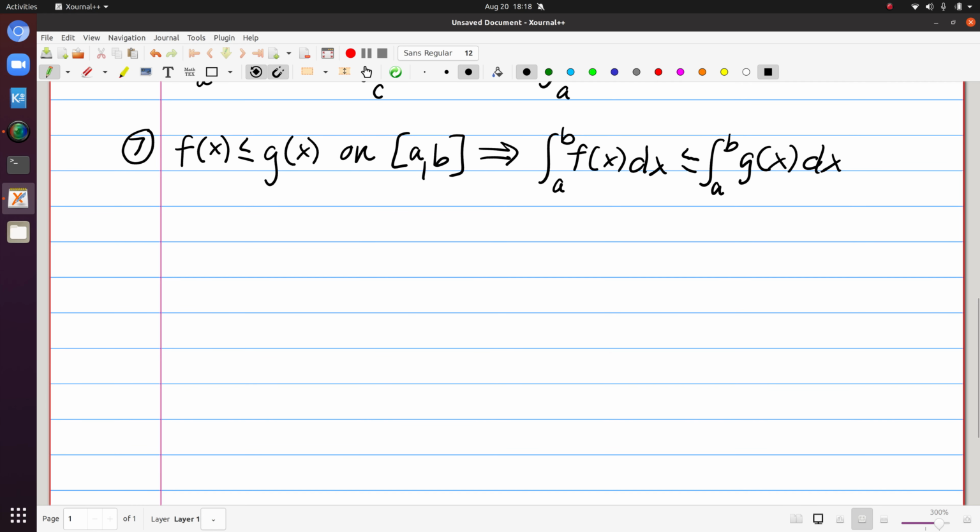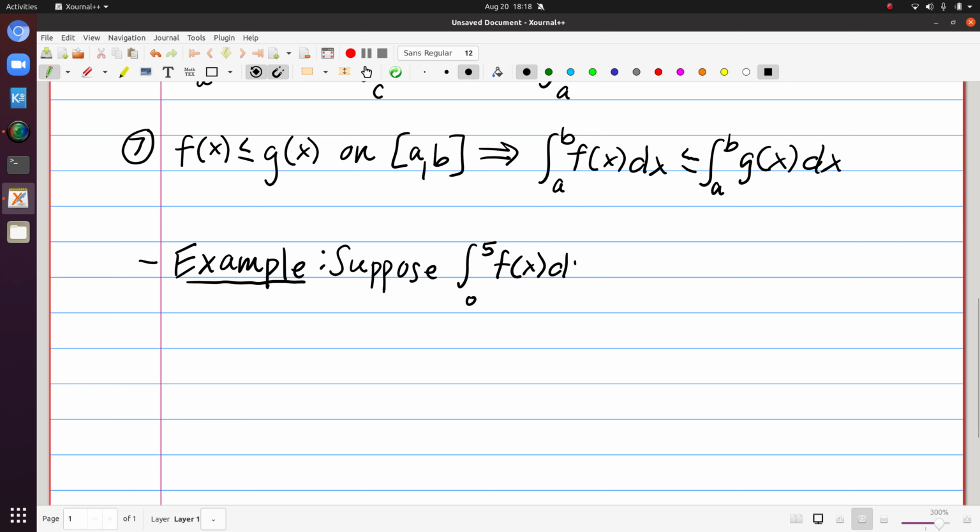Okay, now that we have those properties, let's put those into use. So in this next example, we have an arbitrary function f of x, and all we know are the following things: that the integral from 0 to 5 of this function is 4, and the integral from 0 to 8 of this function is 16. With just that information, let's find the following.